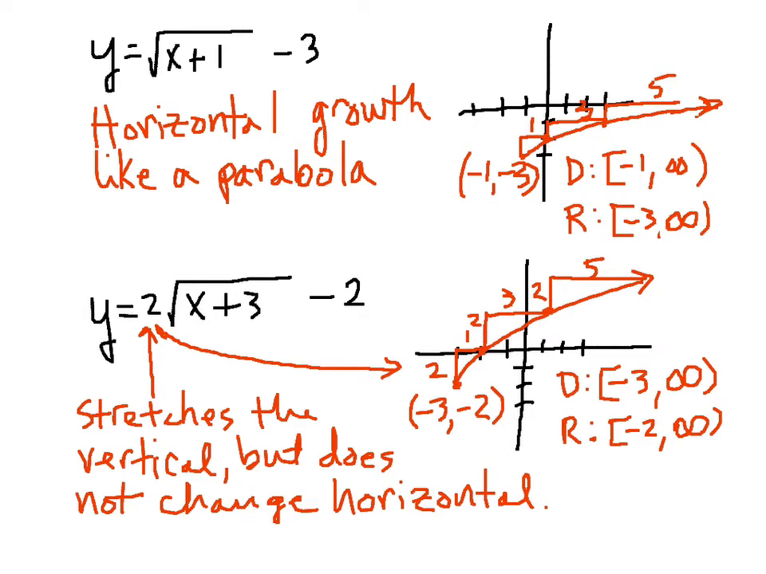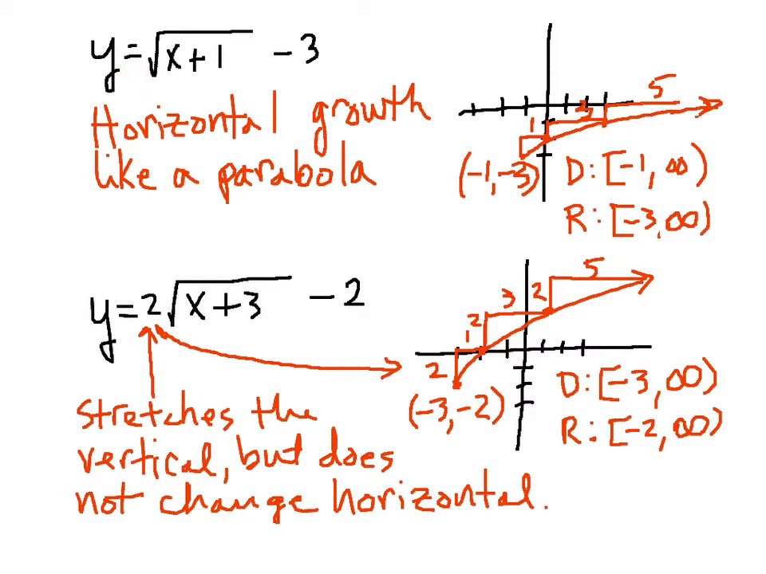The radical function is an interesting function. It's actually a parabola that's been turned on its side, but it's only 1/2 of the parabola. And it has a horizontal growth like a parabola, meaning that if we rise 1, we run 1, rise 1, run 3, rise 1, run 5. So the horizontal growth stays the same. It's the vertical growth that changes depending on the value of A.